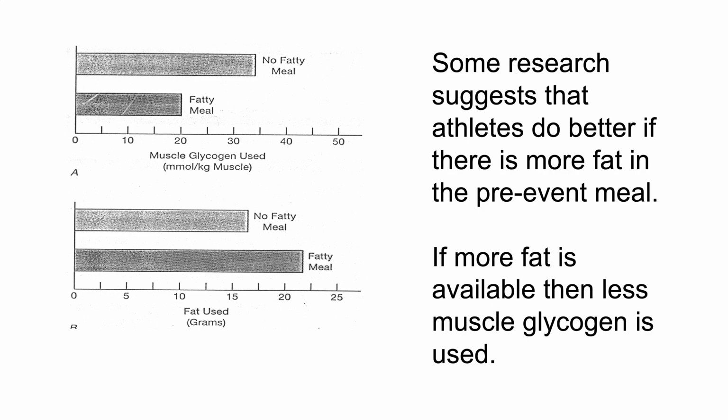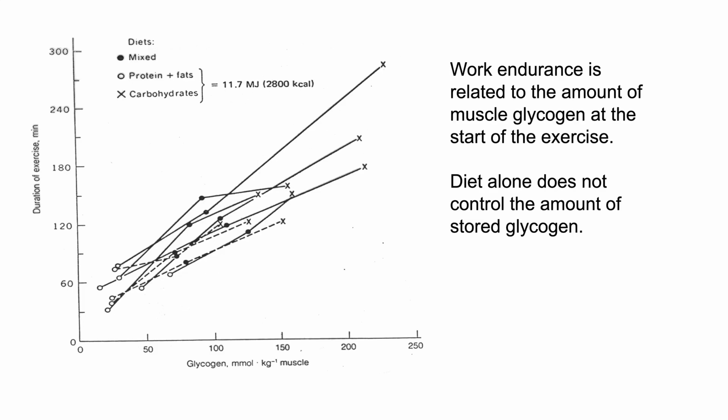Now, leading into the event, this is assuming that your glycogen content is at capacity. You've already got the tanks full and ready to go. It says work endurance is related to the amount of muscle glycogen at the start of exercise. And this one is going off that graph we show with the mixed diet, the 400 grams, and the no carbohydrate intake. You see glycogen content and duration of exercise. So this is looking at this relationship, and they found that diet alone cannot control the amount of stored glycogen. So there's another way you have to go through if you want to store more.